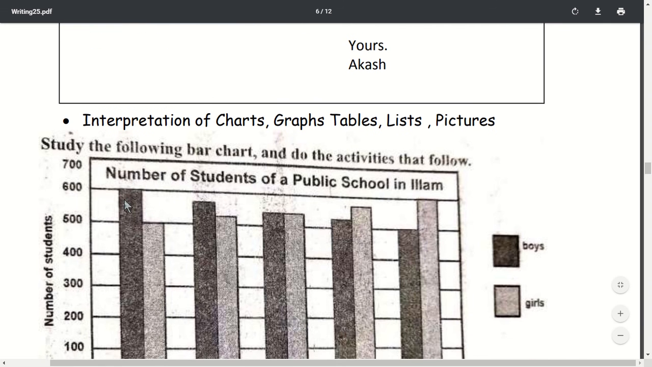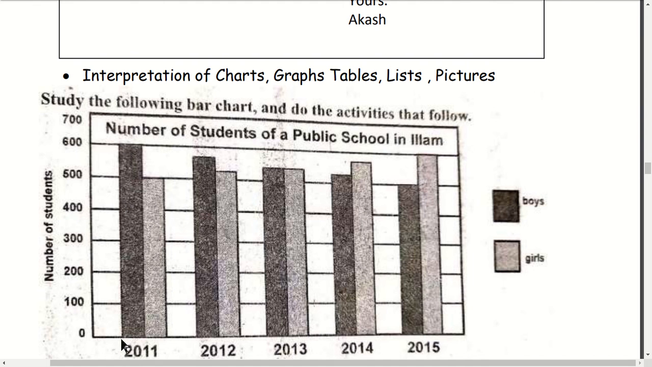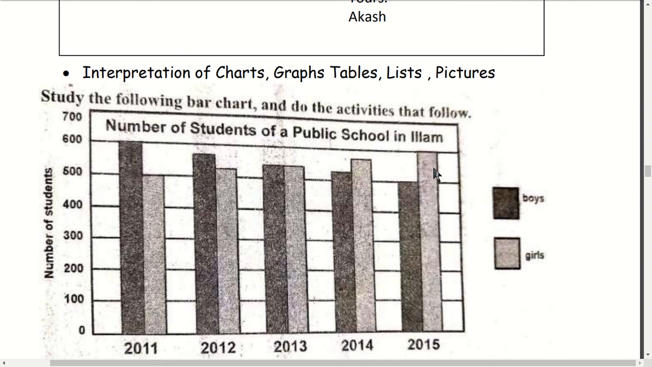Let's say the first year, for example 2011, the number of boys was 600, and it decreased year by year to 500. In 2011, 600 boys were admitted, but in 2015, 100 fewer, only 500. But in 2011 the number of girls was only 500 admitted at the school, and in 2015 the number of girls increased and reached up to 600.